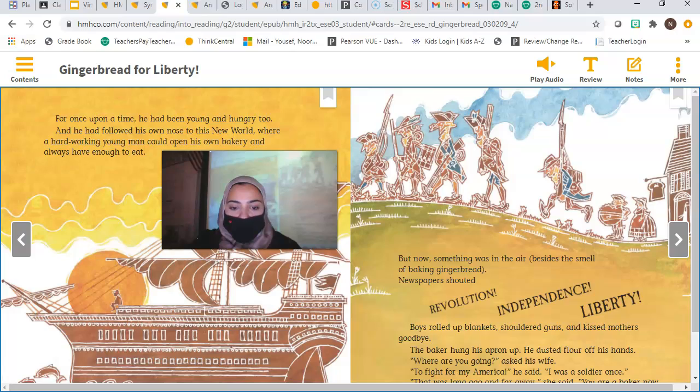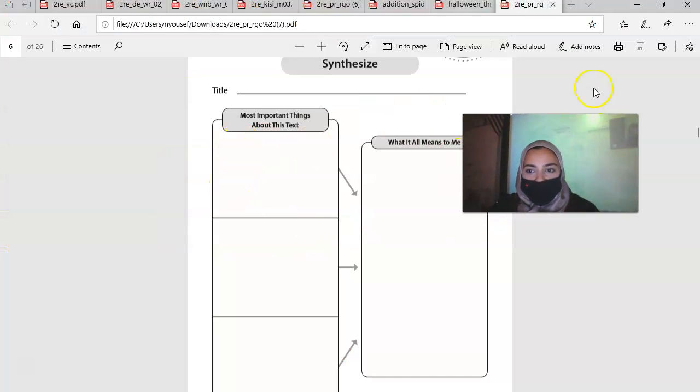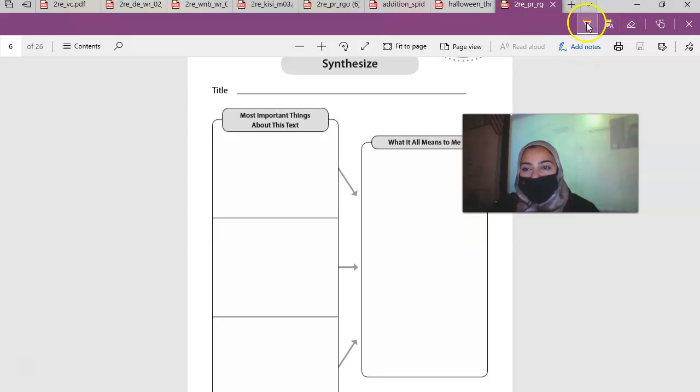So here on your paper, synthesize: one of the most important things about the story is what? That they are going to war to fight for what? For America. Very good. So they are going to war to fight for America.